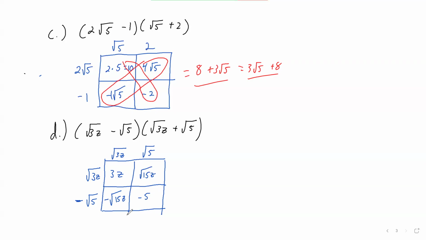Now, when we go to combine like terms, what do we notice with this negative square root of 15z and the square root of 15z? They cancel each other out. So I'm left with only 3z minus 5. Correct. Yep, because one has a z and one does not.